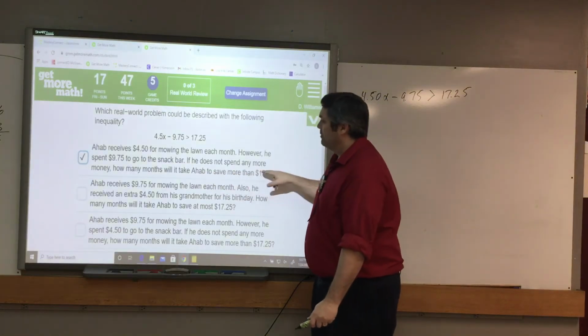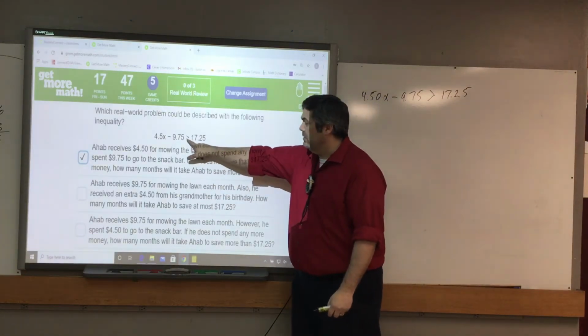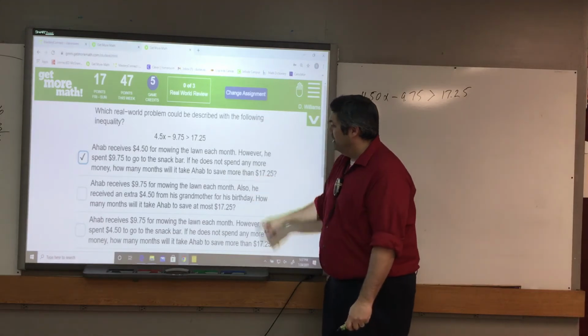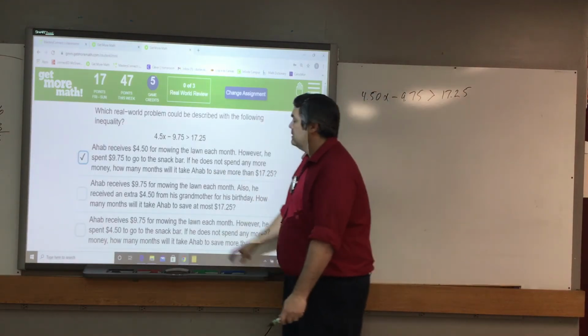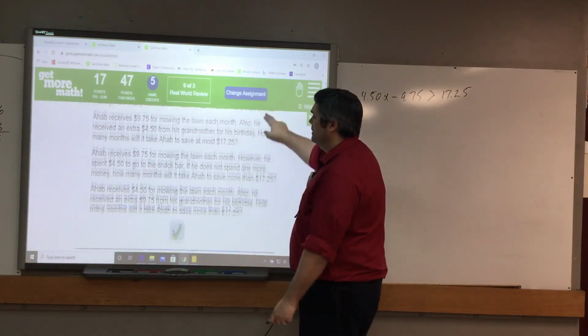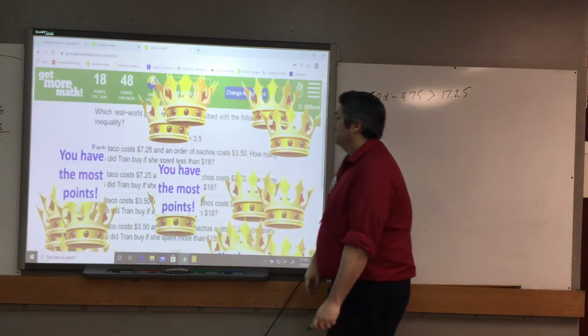So the only thing that could have been different is if this was an equal sign, instead of having more than here, it would just have said to save 17.25. That's all there is. All right, but this is my good answer here. Looks good. We like it.